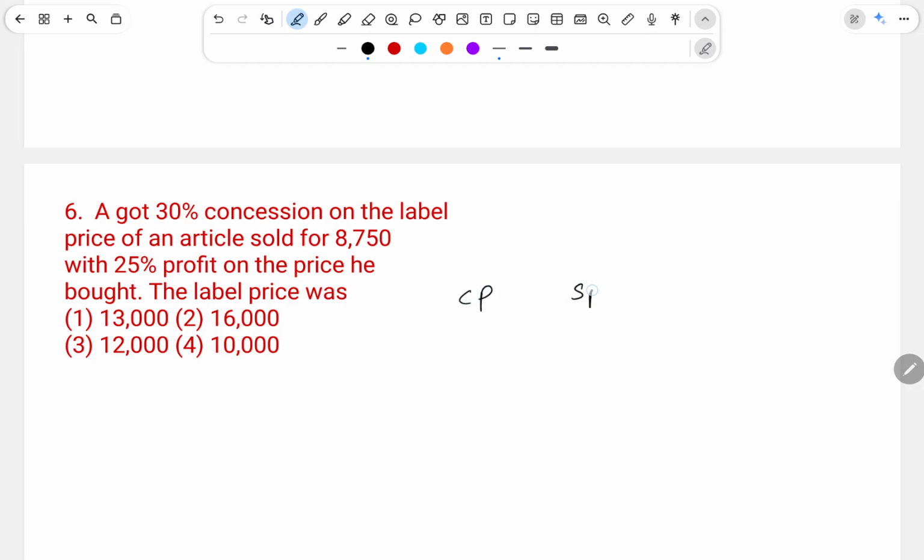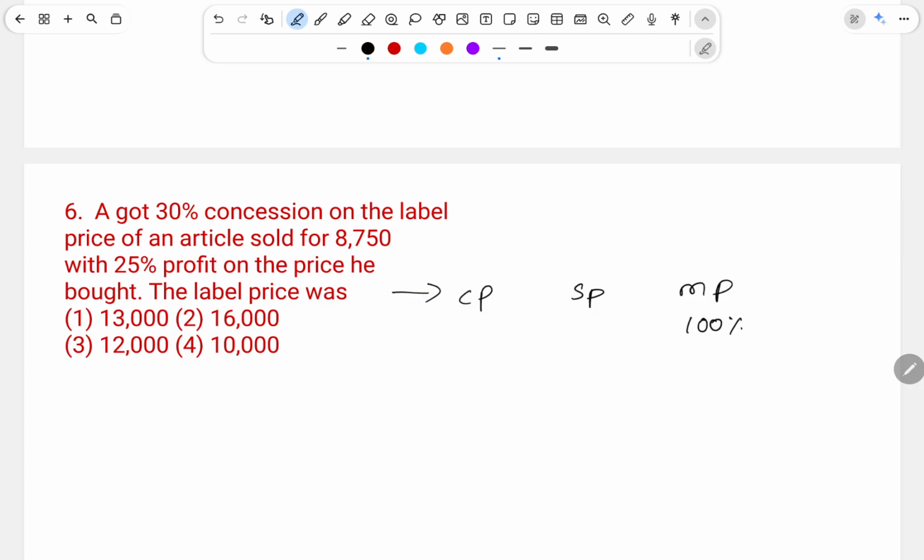CP, SP, MP. So concession on the label price or list price or market price, all are same. So market price, let it be 100%. On this, 30% discount concession is given. Now that should be considered as CP or SP. I will read the question again. A got 30% concession on the label price.